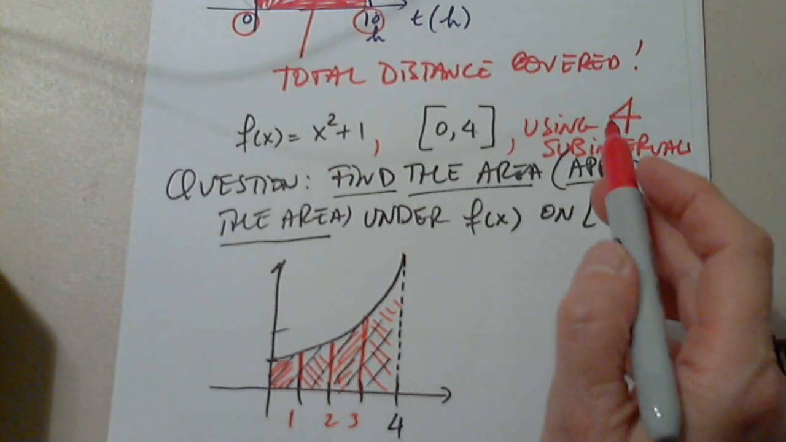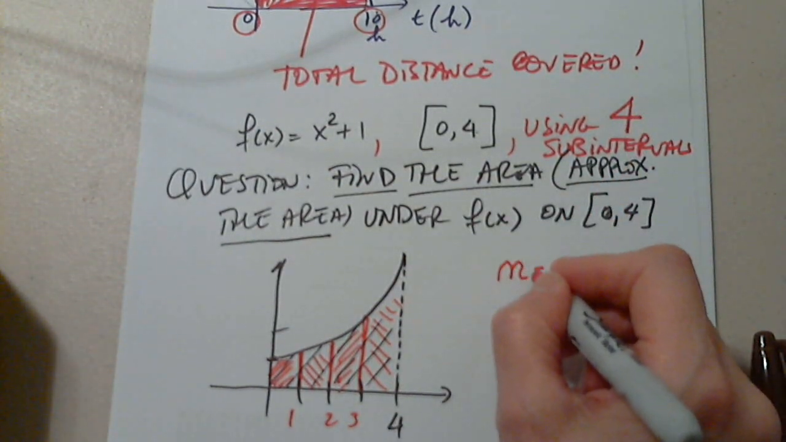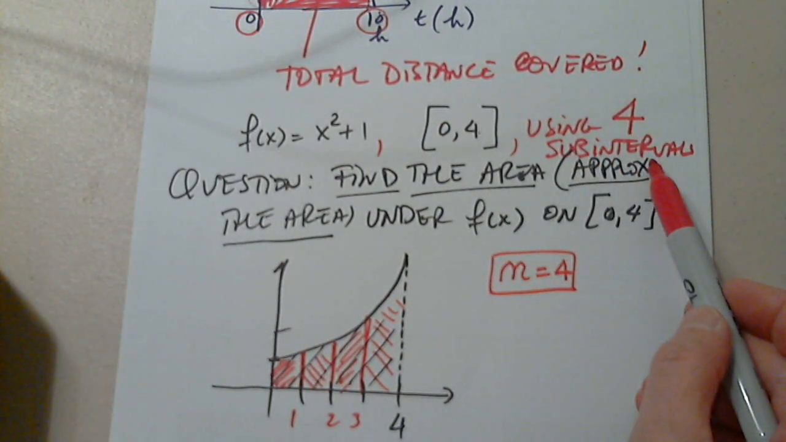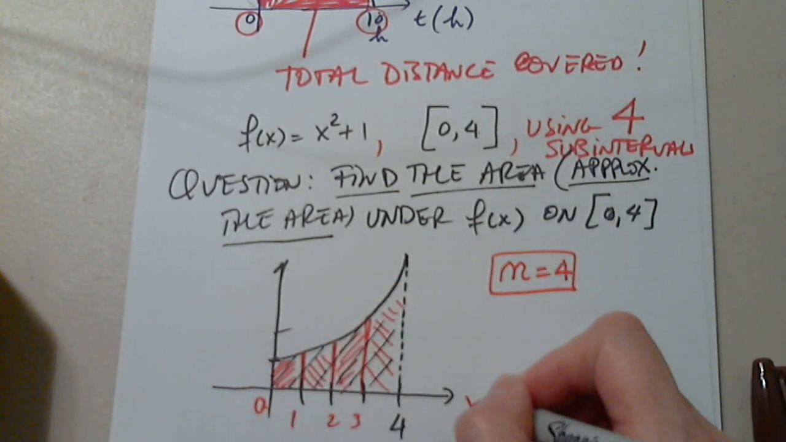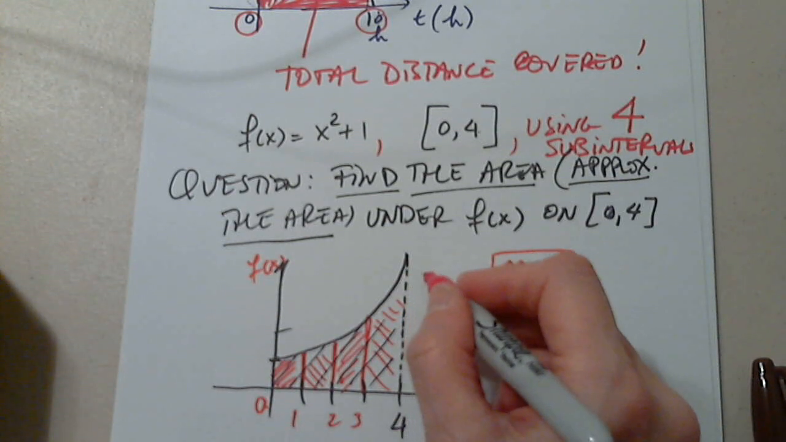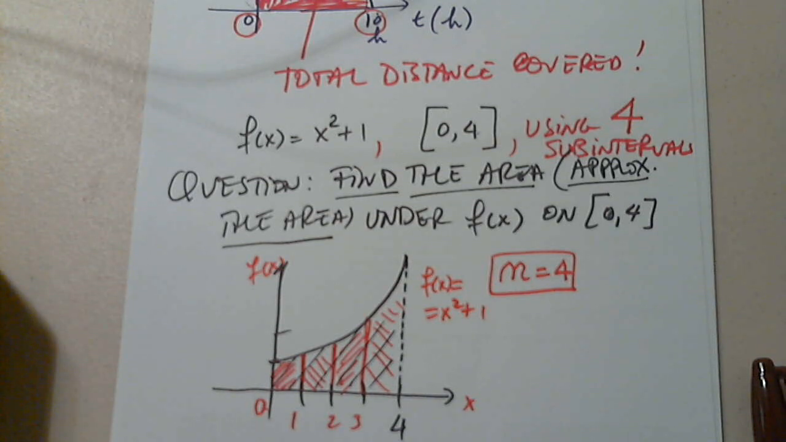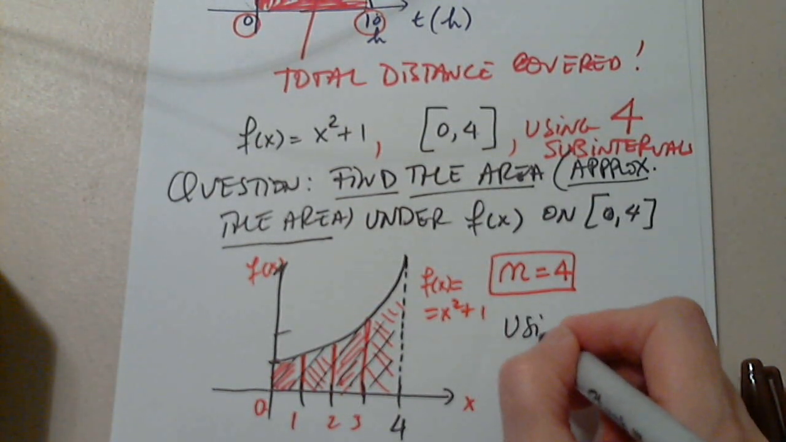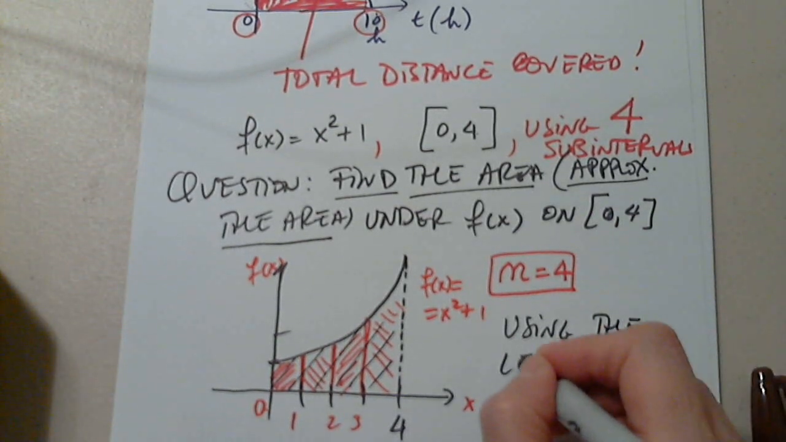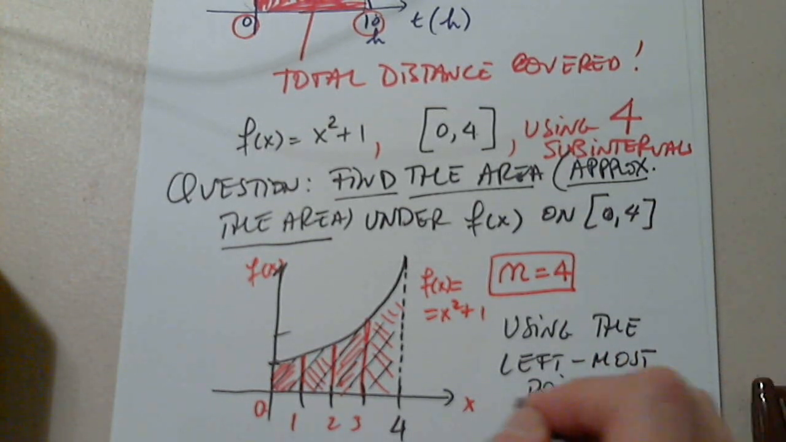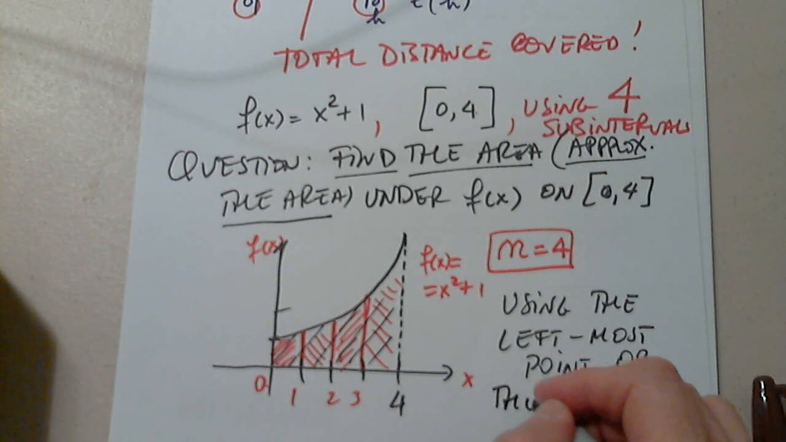Later on, the number of intervals is normally denoted by lowercase n. So n equals 4: 4 subintervals between 0 and 4. Here's the function, f of x equals x squared plus 1. We have several options. In this class, we only look at two options: using the leftmost point, or we're going to do both, the rightmost point.